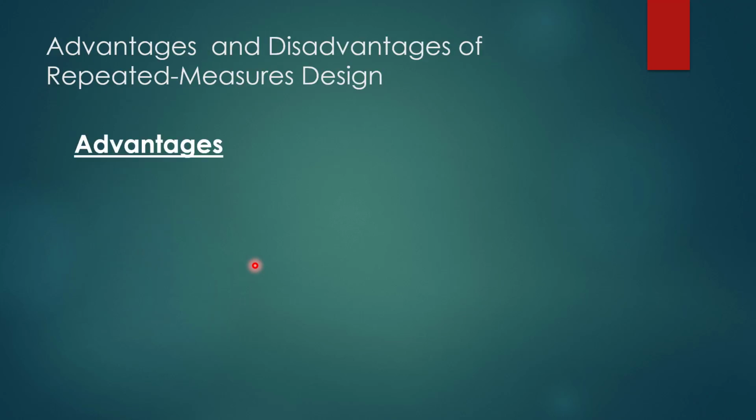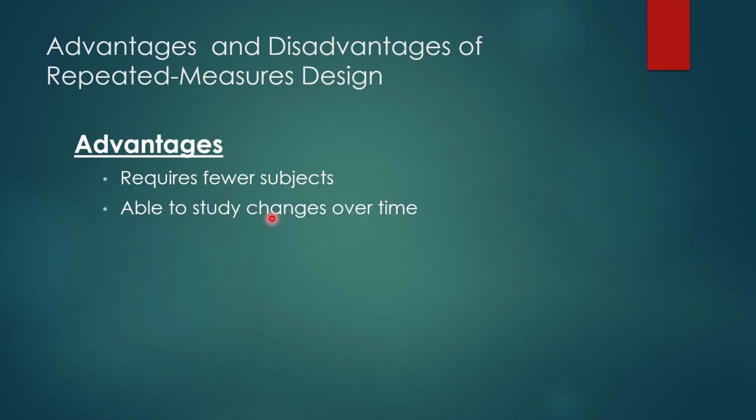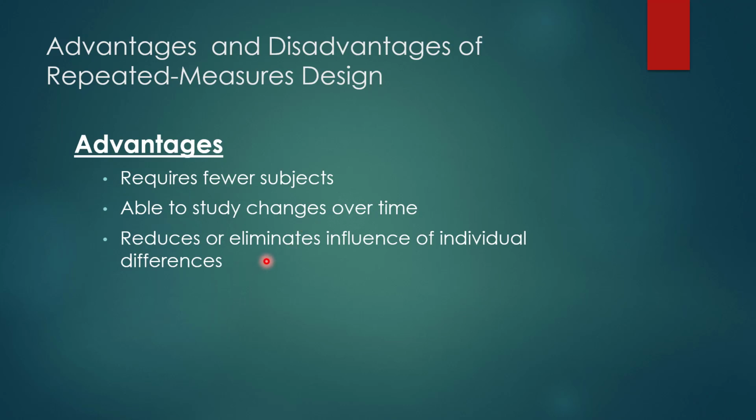So now for some advantages of the repeated measures design. If you think about it, it requires a lot less subjects because you have the same subjects in your different conditions. It allows us to study changes over time. We can take a group of individuals and study them now, 6 months from now, and a year from now. It reduces or eliminates, for the most part, the influence of individual differences. We have the same individual differences in condition 1 that we do in condition 2 and condition 3 because they're repeating those measurements. So that's going to substantially decrease the variability in our scores.